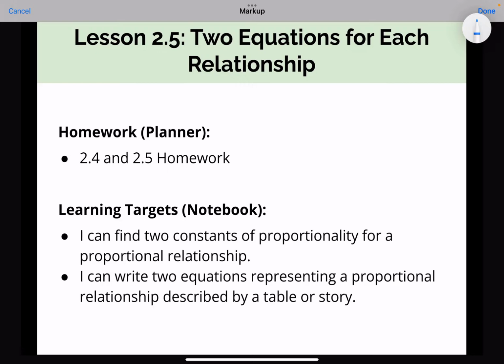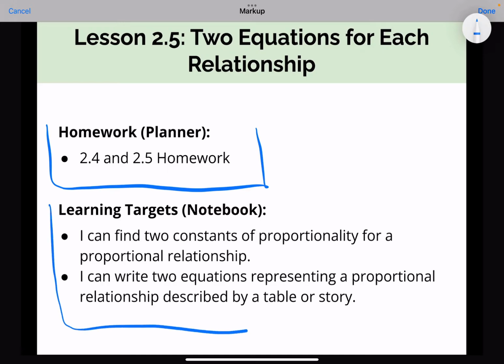But let's go ahead and move on to our lesson. So our lesson today is 2 equations for each relationship. Don't forget to write your homework in your planner. It's 2.4 and 2.5. Both of these are incredibly short, so if you use your time wisely today, you'll be able to get both of these done.